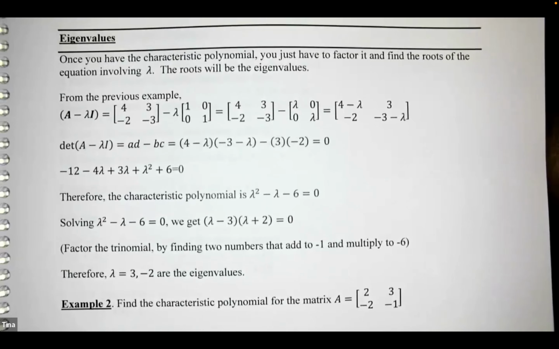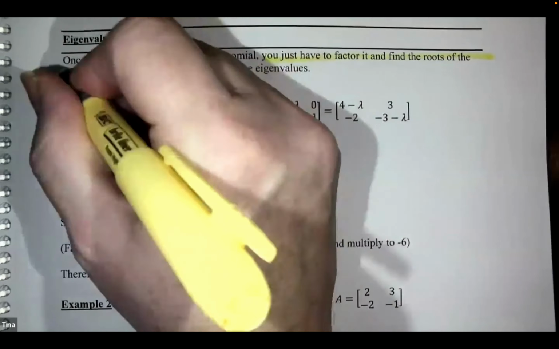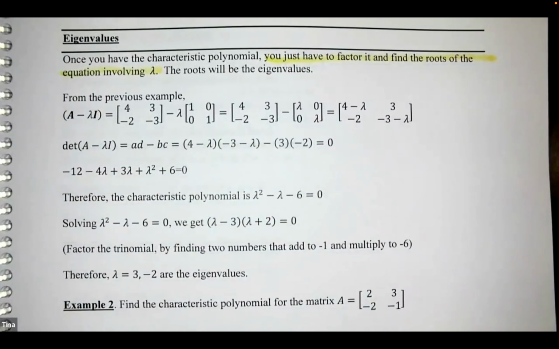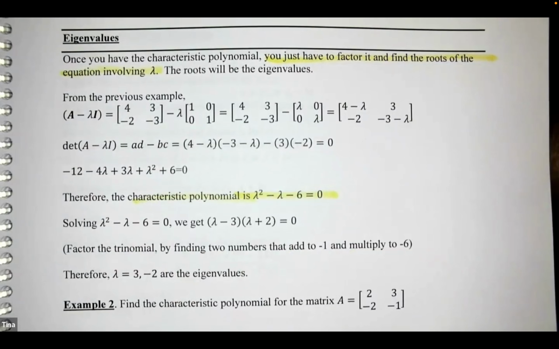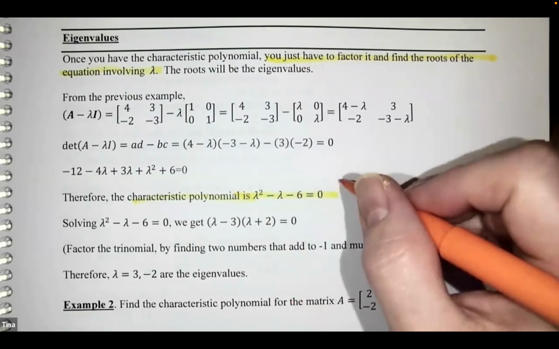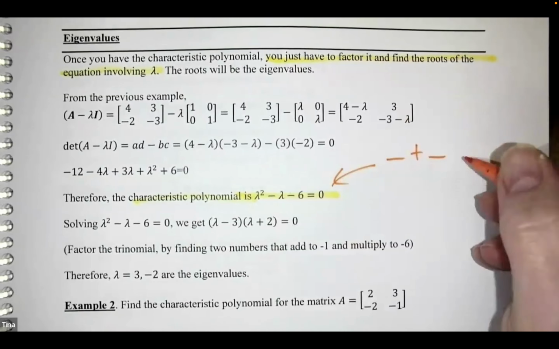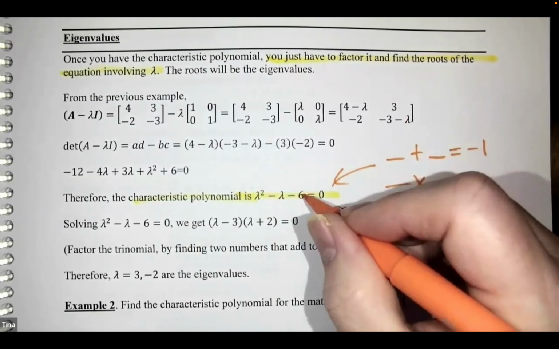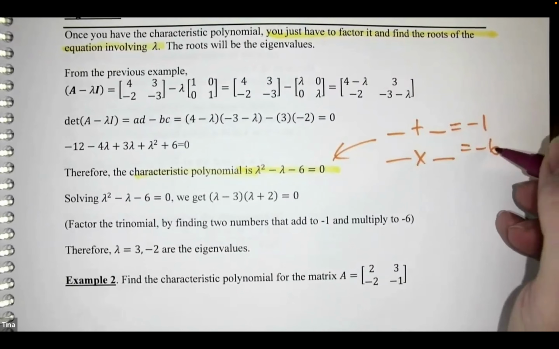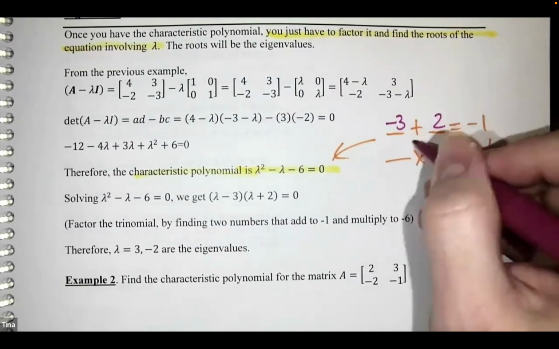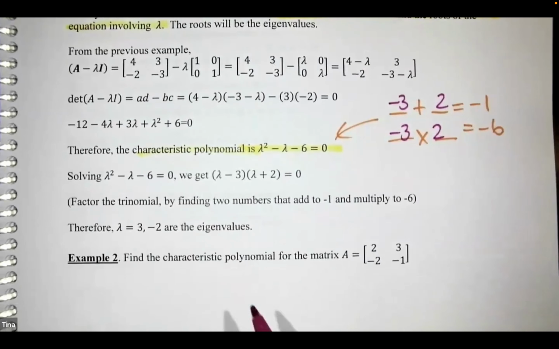So after you find the characteristic polynomial, then you just factor it to find the roots. I suppose you could get a trinomial, a common factor, difference of squares, any of your factoring types, right? So this was our answer on the last page to the characteristic polynomial. If I factor this, I'm looking for numbers that add to the middle, which is negative 1, and multiply to the last term, which is negative 6. So numbers that add to negative 1 and multiply to negative 6 would be negative 3 and positive 2. Okay, and there's our factors.